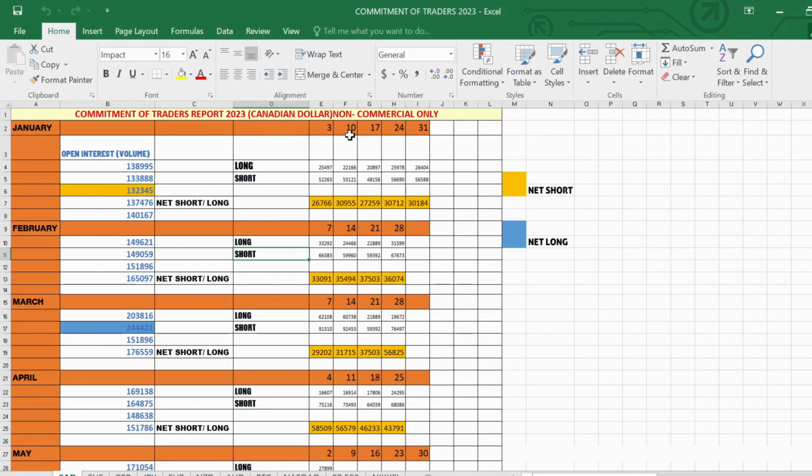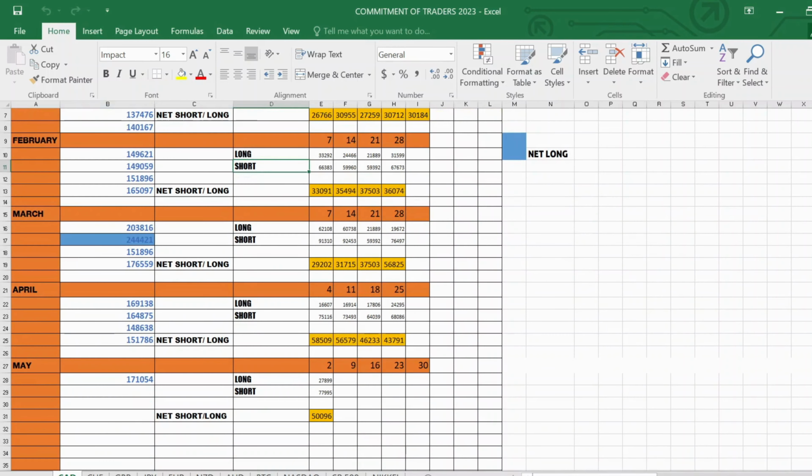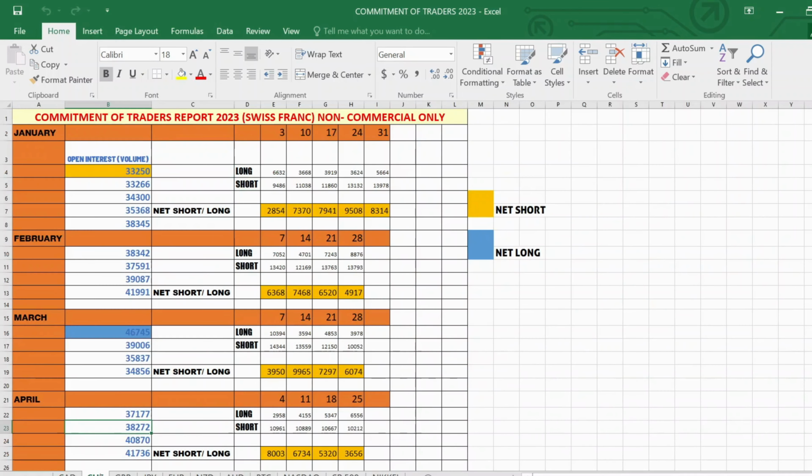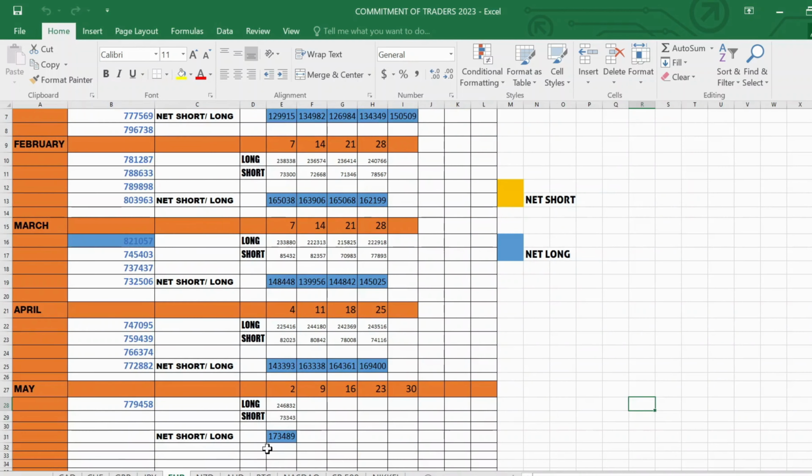This is the commission that regulates all the trading in the US markets. So the report is based on data up to the previous Tuesday. So it is usually 3 days late by the time it is released.